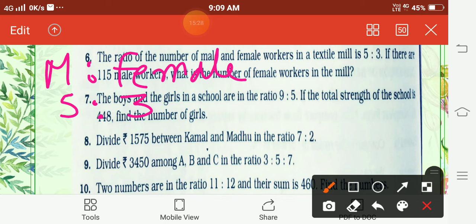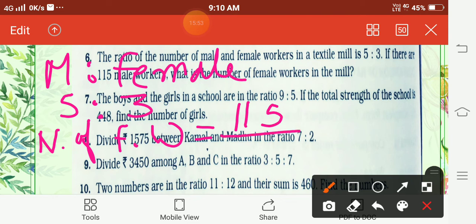Students, remember it, there is one very important and stylish formula here. We have to find out the number of female workers. What we have: 115 male workers. 115 divided by the male ratio. What is the male ratio? 5. And multiplied by whatever you want. What do you want? Female workers, multiplied by 3.